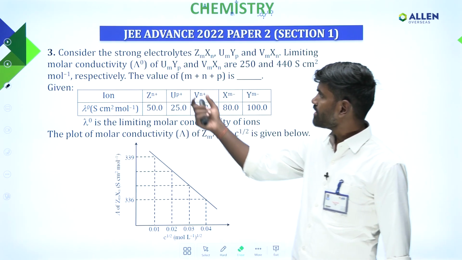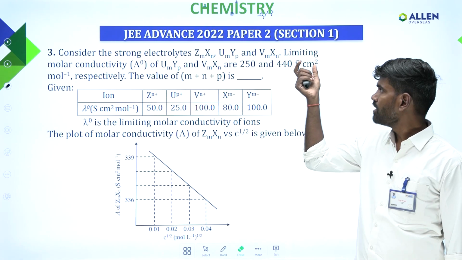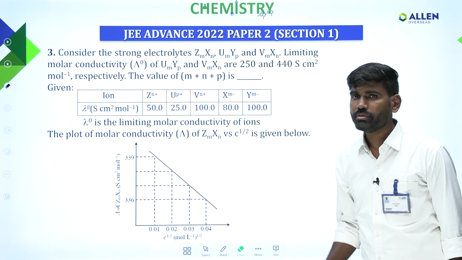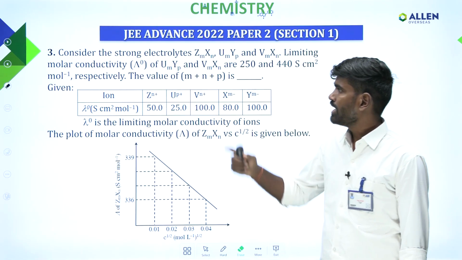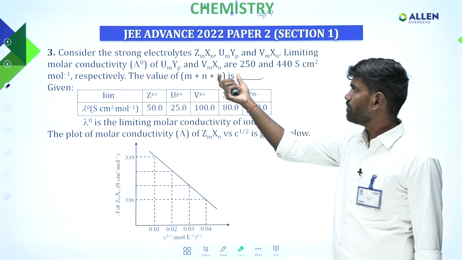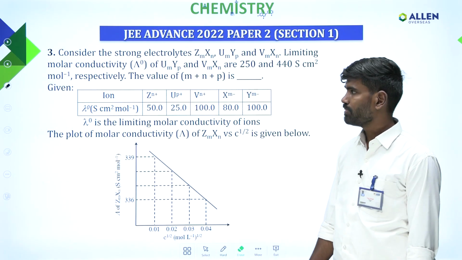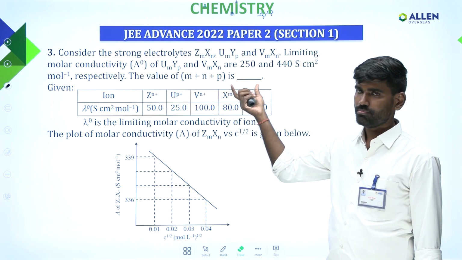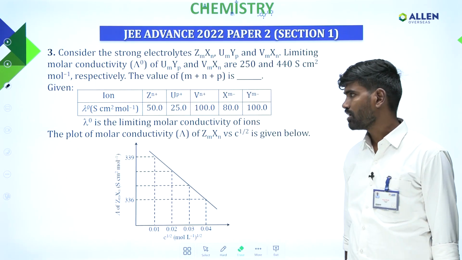What does the question say? Consider the strong electrolytes ZmXn, UmYp, VmXn. Their limiting molar conductivity, that is conductance at infinite dilution, has been given to me for UmYp and VmXn, that is 250 and 440 centimeter square per mole respectively. The value of m plus n plus p is being asked to me. That is, the summation of these m, n and p is being asked.